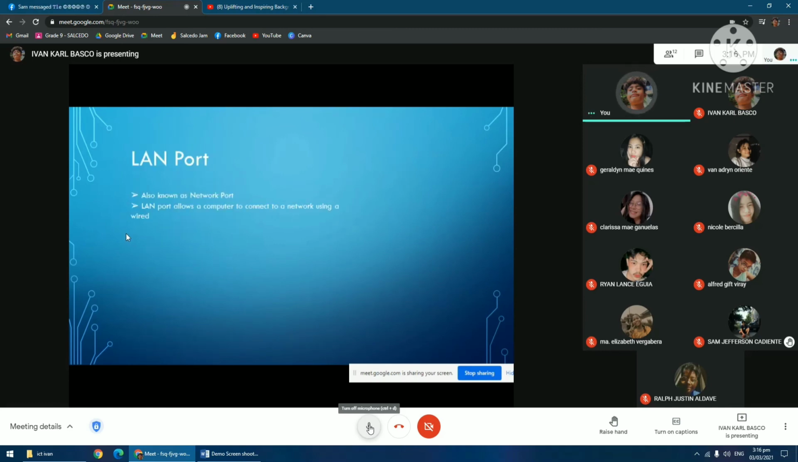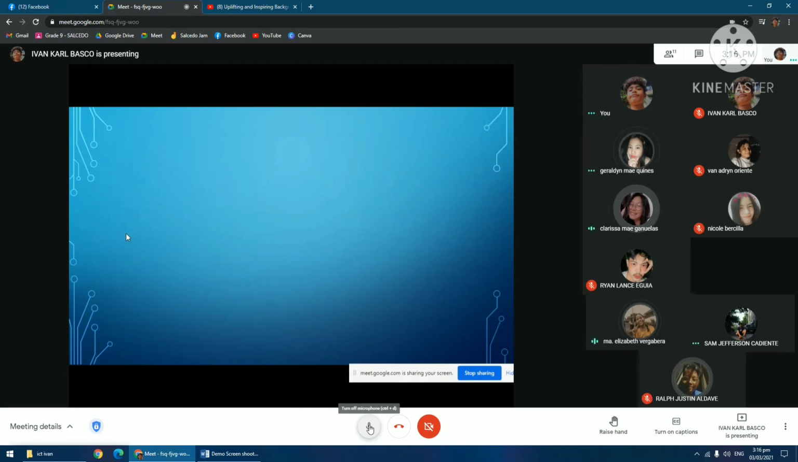Second to the last. LAN port, also known as the network port. LAN port allows the computer to connect to a network using a wire. Audio port. Audio port is used for an audio device such as speakers, headphones, or microphones to be connected with. So that's all for our recap for today. I clearly see that everyone learned the motherboard parts and their functions as well. Thank you, sir. Thank you, sir.